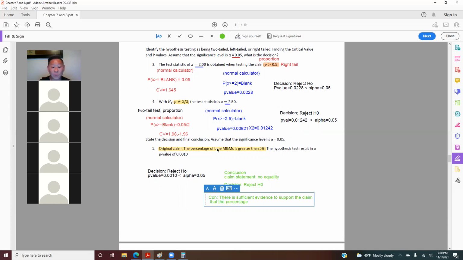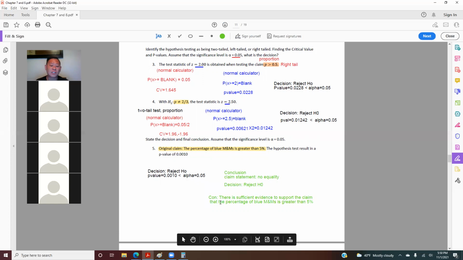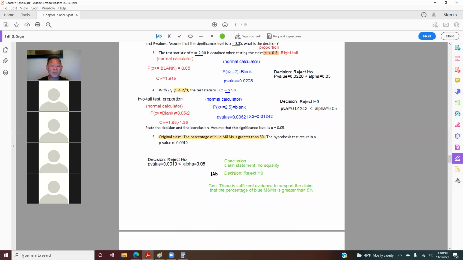So you have to actually write it out, of blue M&M. The one that I highlighted in yellow is your original claim, greater than 5%. So you actually have to copy this and paste it. In your test, you cannot just be lazy and do the dot, dot, dot, dot, and then draw me an arrow and say, oh, this is my claim. I will take one point off in your test by doing that. So make sure you write these claim statements down here.